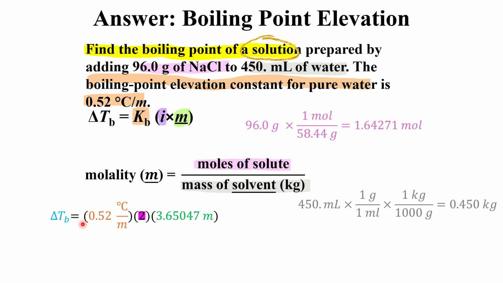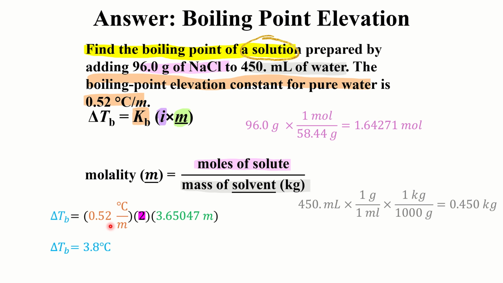Delta TB equals, remember KB, the boiling point elevation constant for your solvent, which here is 0.52 degrees Celsius per molal, multiplied by i, the Van't Hoff factor of the solute, which for us in this problem would be 2. Sodium chloride would form 2 ions in solution, multiplied by the molality, which we again just found to be 3.65047. This gives us a delta TB of 3.8 degrees Celsius.